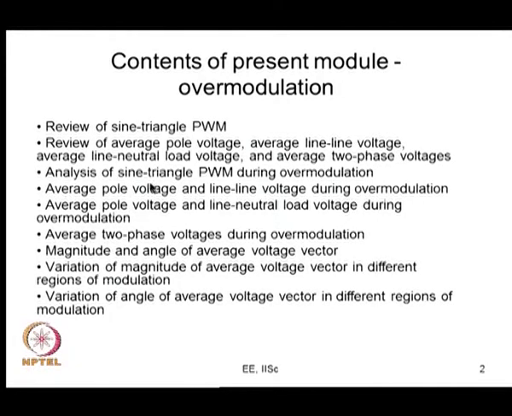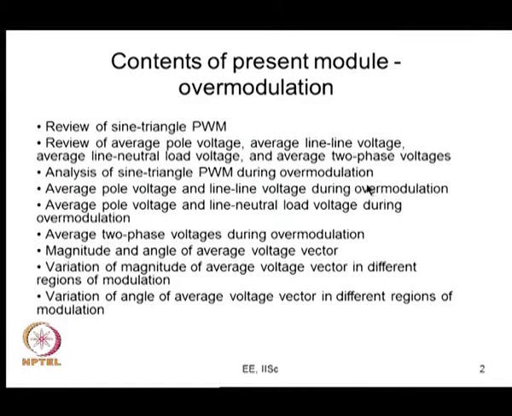Similarly, if you consider a 3-phase star connected balanced load, you can look at the line to neutral voltage on the load and take its average value over a half sub cycle or half carrier cycle. These 3-phase load voltages can be transformed into the space vector domain, where they would have two components, the 2-phase voltages. So, we reviewed these and then we started analyzing sine triangle PWM during overmodulation.